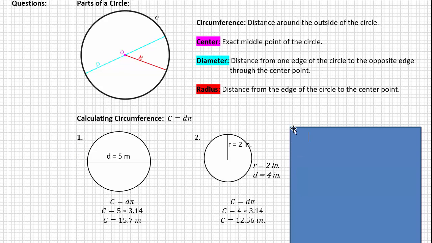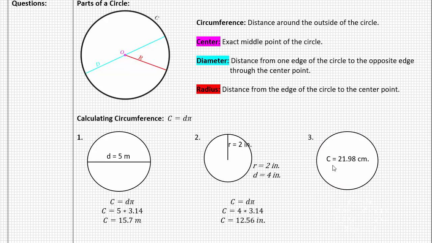Let's try our third problem for calculating circumference. Here's the third type of problem. Sometimes they'll give us the circumference measurement and ask us to find the diameter. So if we know that the circumference of this circle is 21 and 9800ths centimeters, we're still going to plug in what we know into the circumference formula and then do some equation solving to find the diameter. So there's our formula.